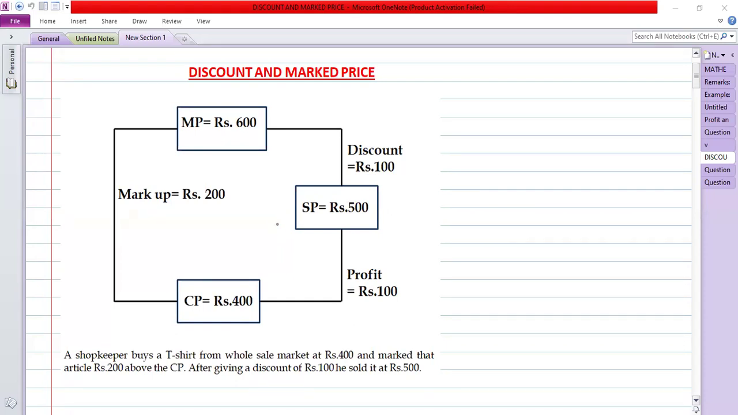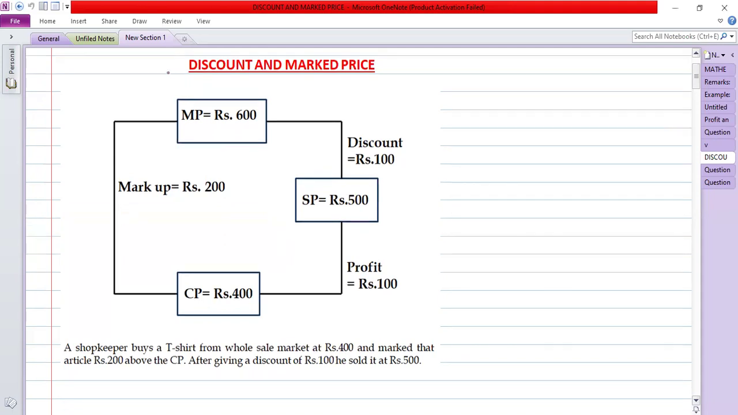Welcome one and all. In this lecture, the topic of discount will be discussed. Basically, we will discuss discount and the problems on discount. Now, this concept of discount is ultimately connected with, associated with, the concept of marked price.